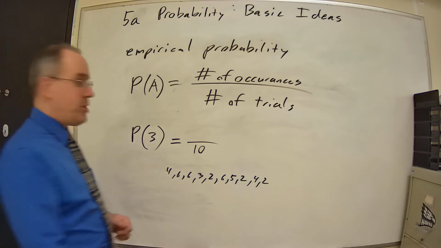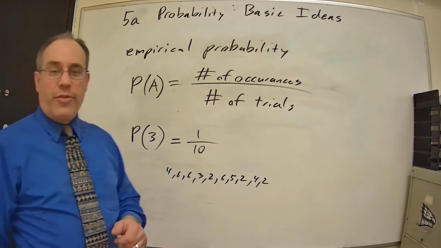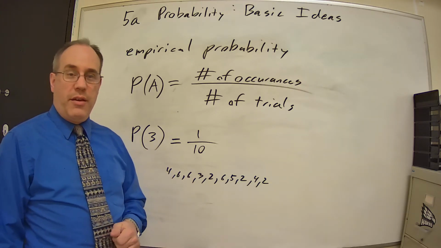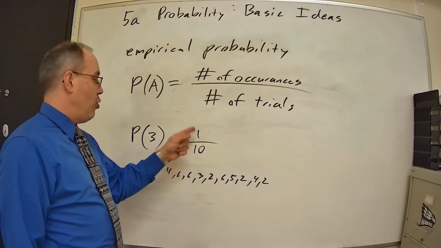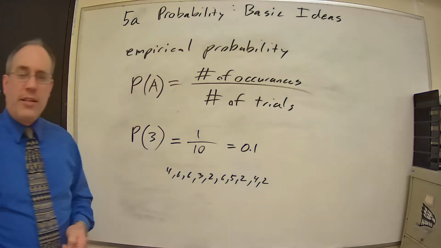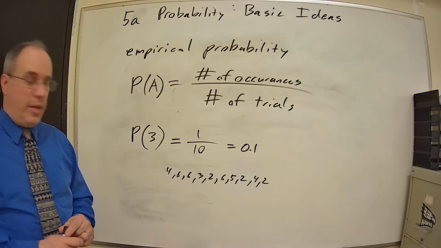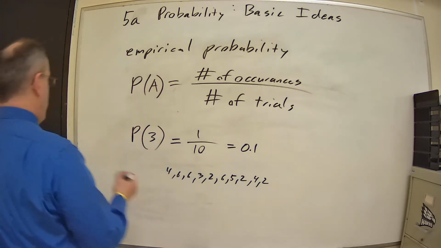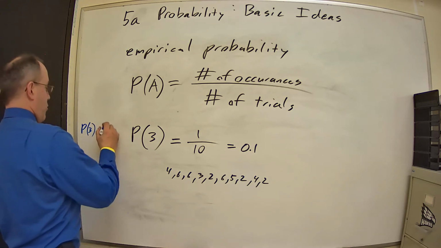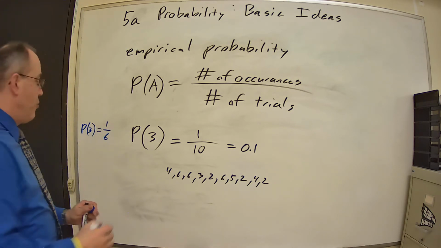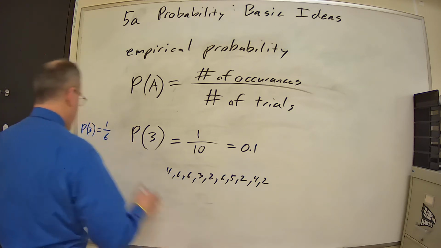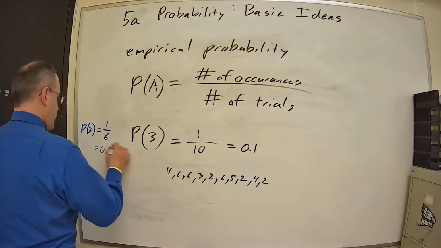Out of those 10 times, I got one 3. So my experimental or empirical probability of getting a 3 is 1/10. Or if I write it as a decimal, 0.1. Well, let's look back at theoretical probability. Theoretical probability of rolling a 3 was 1 out of 6, which is 0.16 repeating.